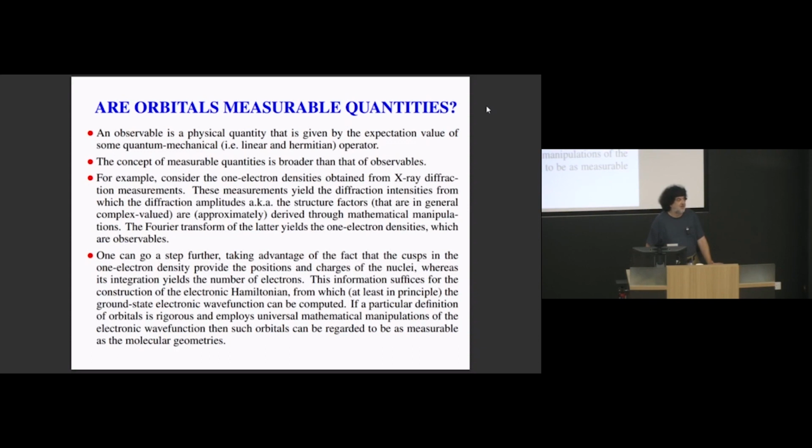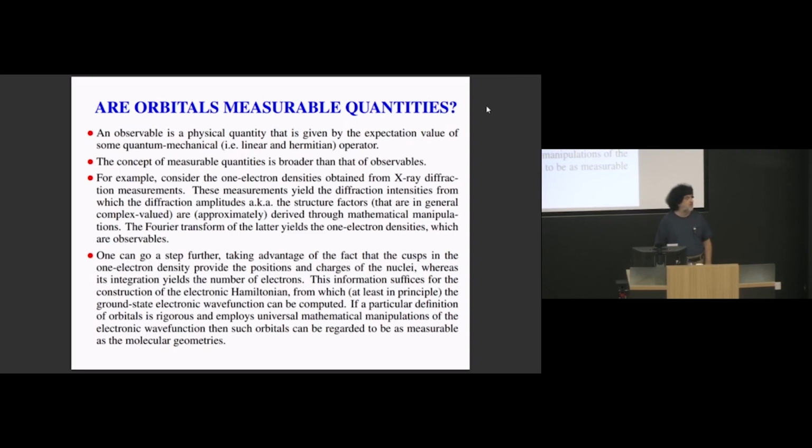Now, in physics, there is a concept of observables, and an observable is a physical quantity that can be calculated as an expectation value of some quantum mechanical operator, and orbitals obviously are not observables. There are no universal operators that are going to give you orbitals. But there is a somewhat broader concept, which is that of measurable quantities. When we think about most of the measurements that are done in physics, nothing is really done directly. Let us think, for example, about the determination of electron density, which is an observable. We cannot measure electron density directly.